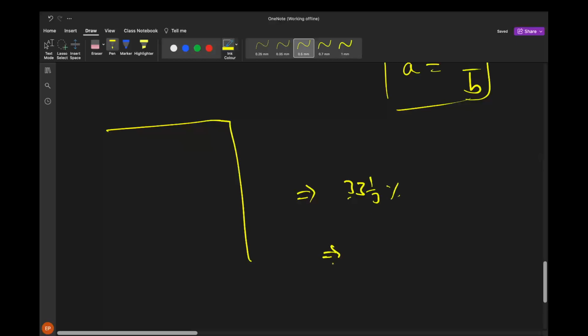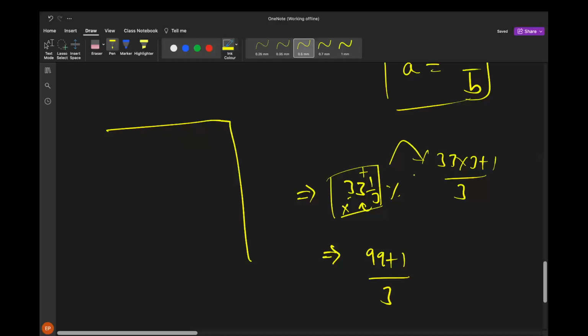33 1/3% means, let me solve this type. First convert to normal fractions, means multiply these two, add this one, then it will become a normal fraction, means it converts to an improper fraction. 33 threes are 99 plus 1 divided by 3. Basically 33 1/3 means 33 into 3 plus 1 by 3. So 33 threes are 99 plus 1 divided by 3, which means 100/3%.